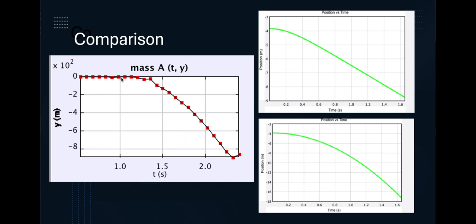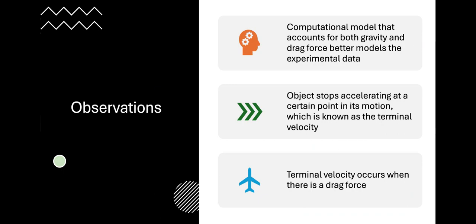So then here's the comparison of the 2 models compared to the actual data. And as you can see, the second model, which takes into account gravity and drag force, better models the actual data. So some observations include that the computational model that accounts for both gravity and drag force better models the experimental data, like I said, and then the object stops accelerating at a certain point in its motion, which is known as the terminal velocity, which occurs when there is a drag force equal to the force of gravity.